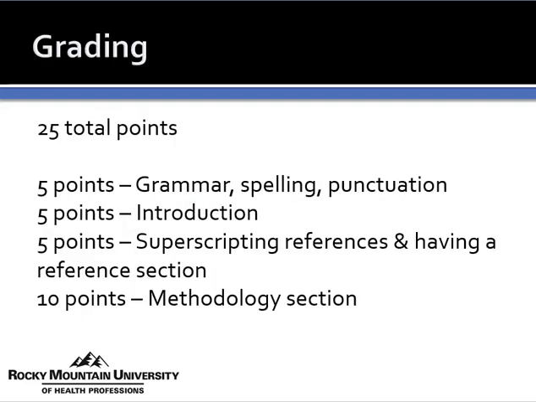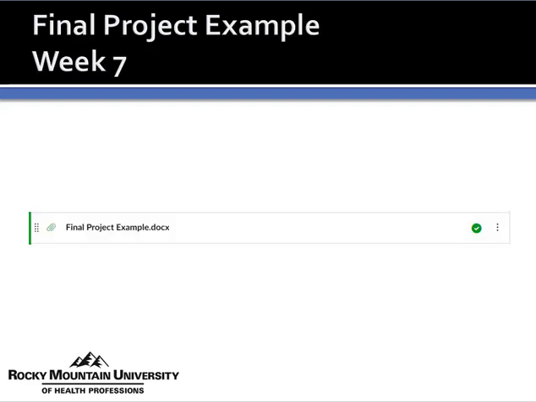Grading, 25 points: 5 points for grammar, spelling, and punctuation, 5 points for a well-developed introduction, 5 points for superscripting reference numbers and having a reference section, and 10 points for fully describing your methodology. There is a final project example in this week, and so you can always take a look at that for some guidance. Again, if you have any questions, please reach out to me.